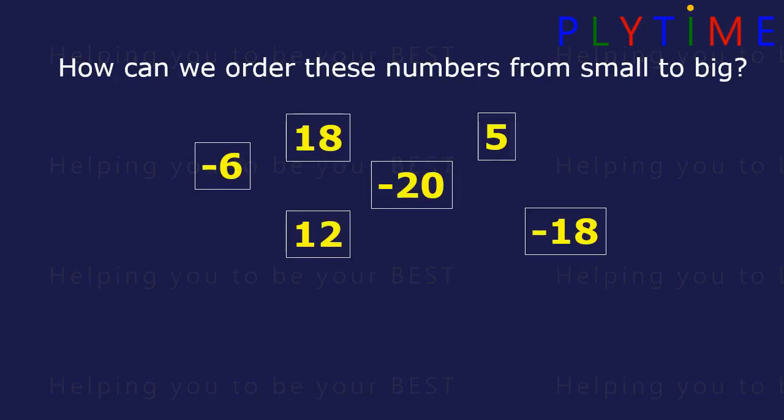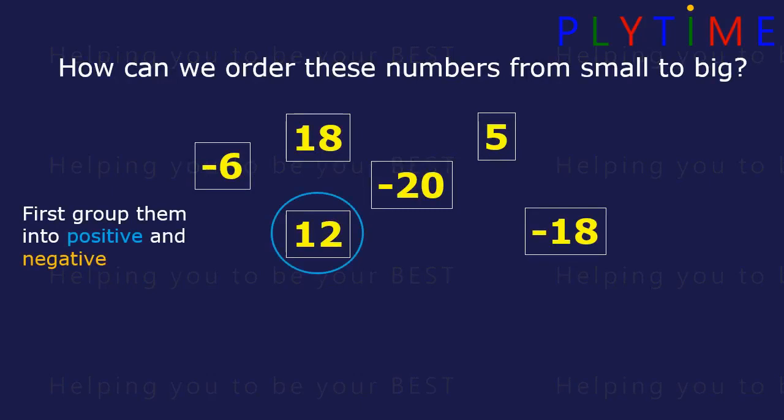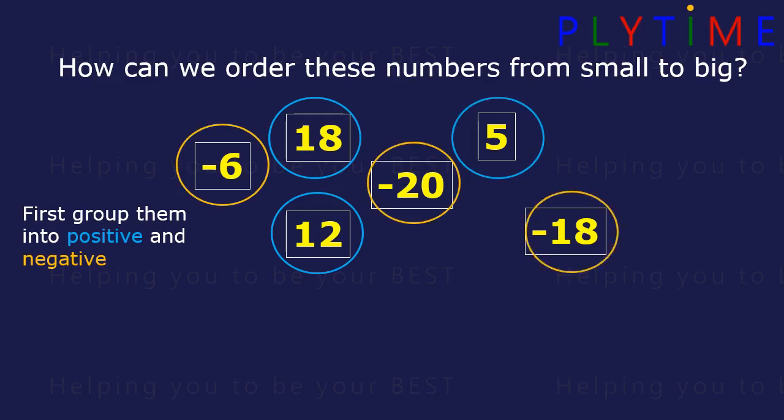How can we order these numbers from smallest to biggest? First, we'll group them into positive and negative. These 3 are positive, and these 3 are negative. Then we can order those groups.